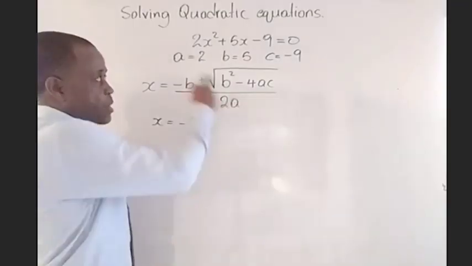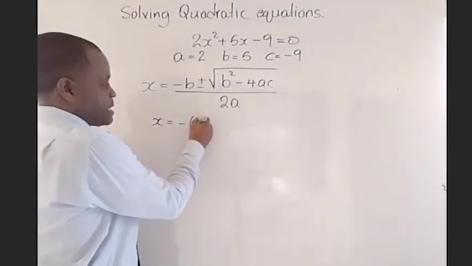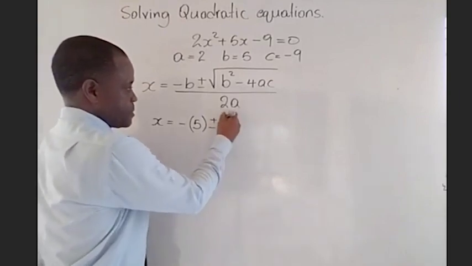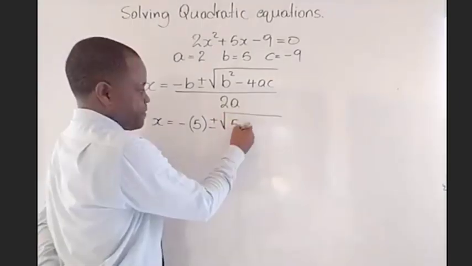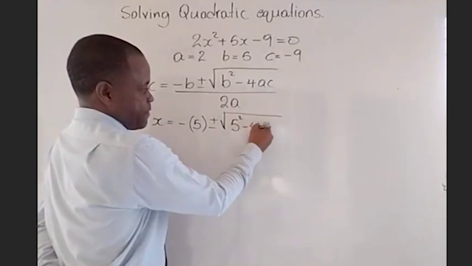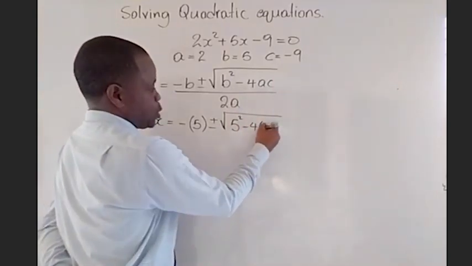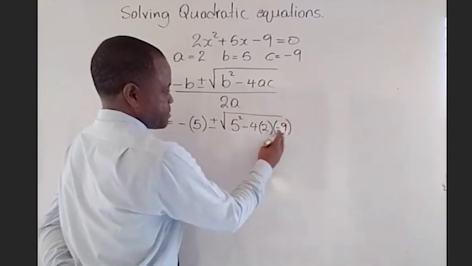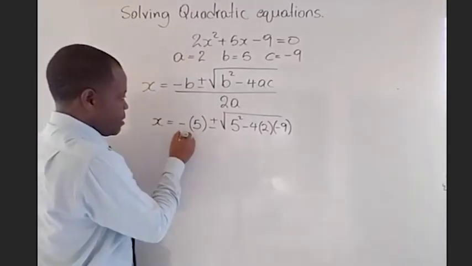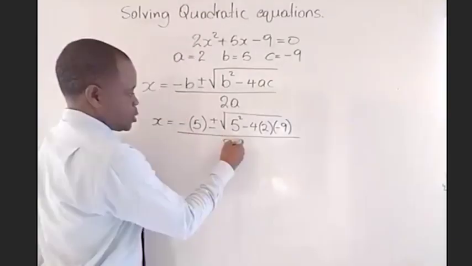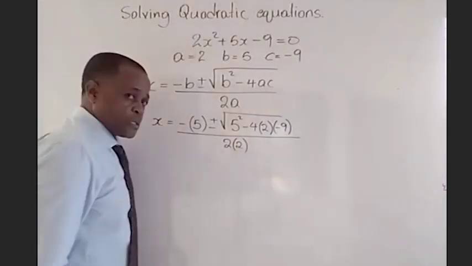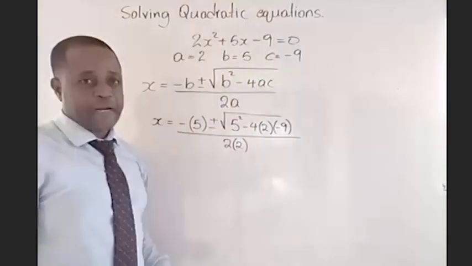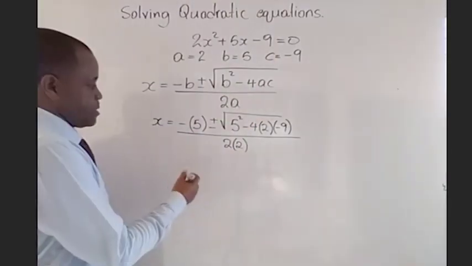My bracket, I go and I search for B. You realize that B is now going to be 5 plus or minus the square root of 5 squared minus 4 times 2 times negative 9, all over 2 times 2. So all we did was just replace those letters with their numerical values. All right? So let's proceed.